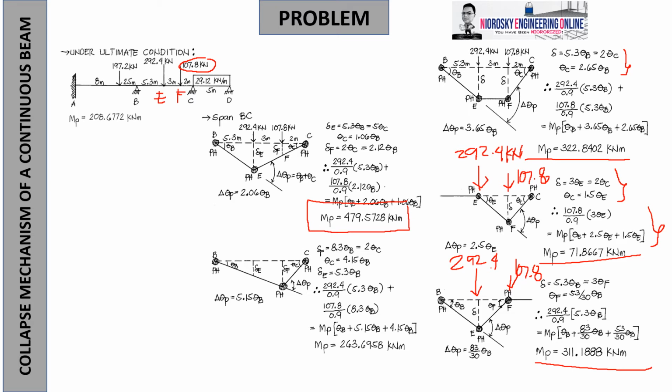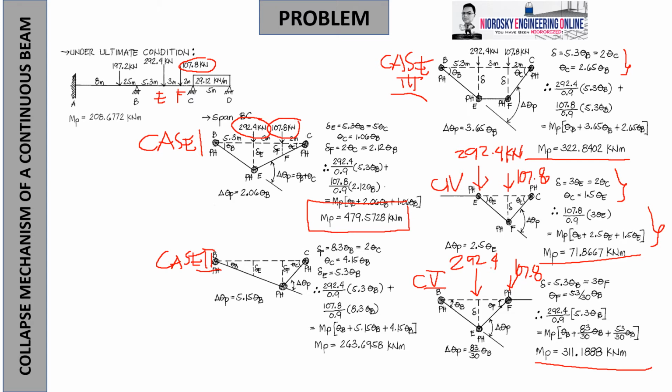Because under these 5 cases, let's call this case 1, this is case 2, this is case 3, this is case 4, and this is case 5. Okay? C5 na lang. So, case 1 prevails, meaning the largest plastic load for span BC alone is the first load, that the 292.4 kilonewton governs, and then the 107.8 follows the governing pattern of the hinging. So, this will be the representation of span BC, but we are not yet done because we are going to analyze also CD.